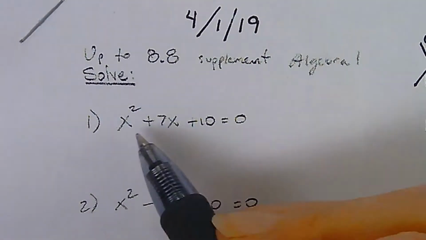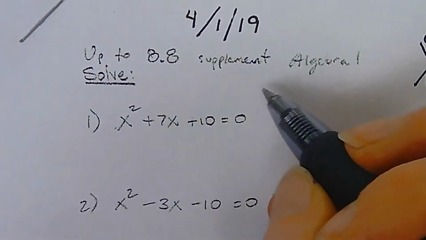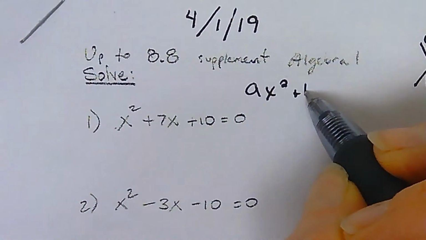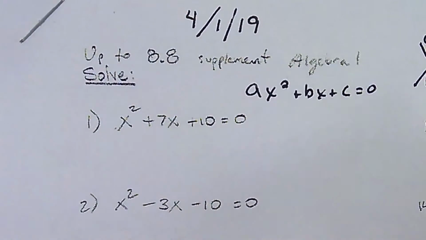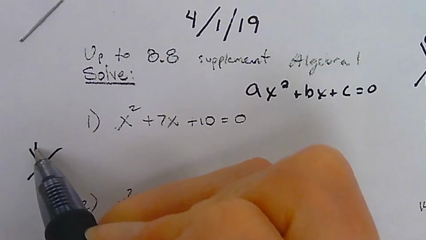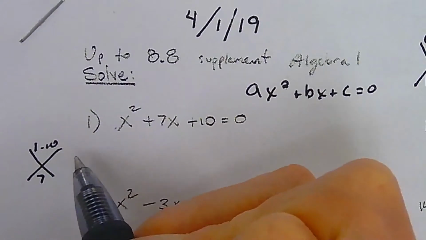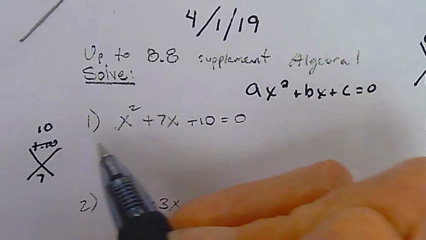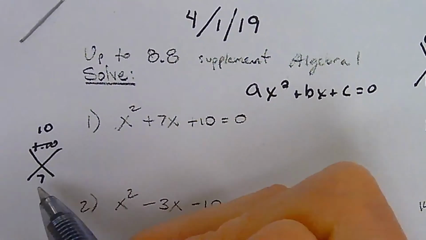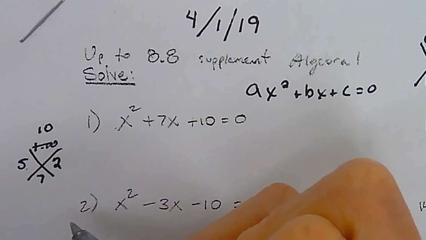Number 1, factoring a trinomial with a coefficient of 1 for a. Remember, ax squared plus bx plus c equals 0. Let's make the diamond. A is 1 and c is 10. B is 7. So our diamond is 10 and 7. What two numbers multiply to give us 10 but add to 7? 5 and 2. That pair of factors.